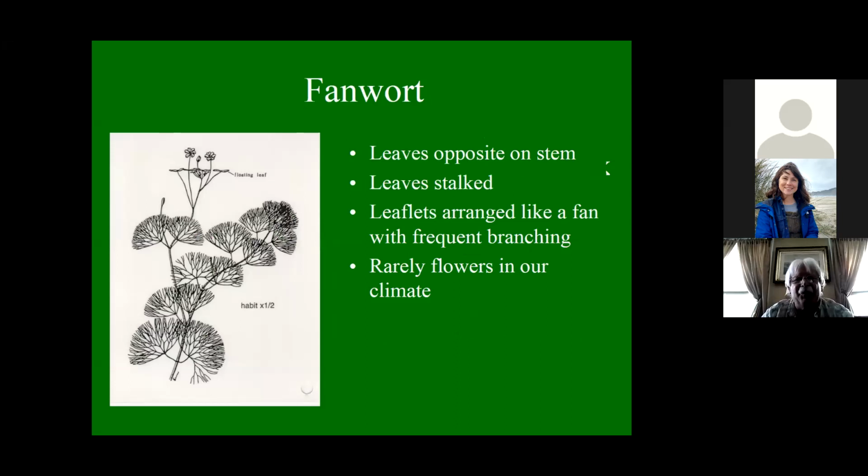Here's what this species looks like. They call it fanwort because each leaf sort of looks like a fan. I kind of think of them as looking a little like a ginkgo leaf. These particular leaves are opposite on the stem rather than whorled. That means that a pair of leaves will be directly opposite each other on the stem. The leaves tend to have little stalks before you get out to the leaf proper. And in our part of the world, they very rarely flower. In fact, most aquatic plants very rarely flower. Their spread is primarily by vegetative means, those fragments or overwintering buds or something like that.